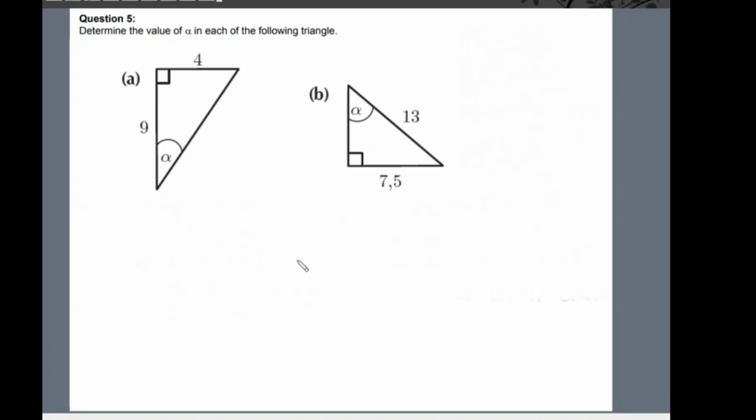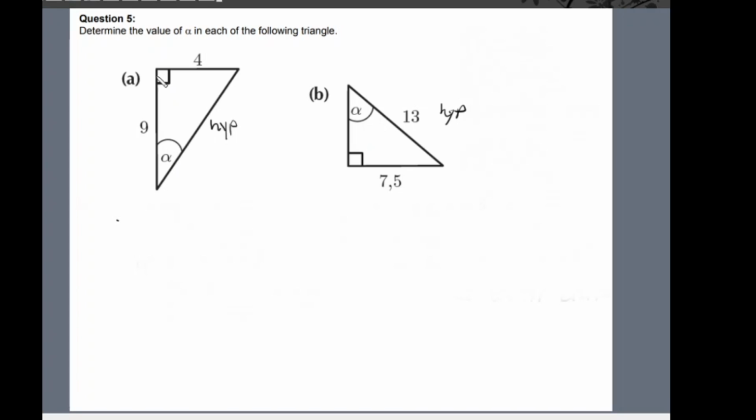Here is the question we have. Again we will solve it using the trigonometric ratios that we have defined: sine, cos and tan, right? Here they say determine the value of alpha in each of the following triangles. So again we have a right angled triangle, right? So we know the side opposite the 90 degrees is the hypotenuse, and then solve for angle alpha.